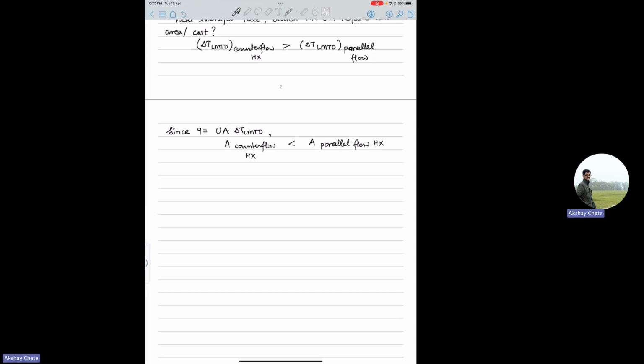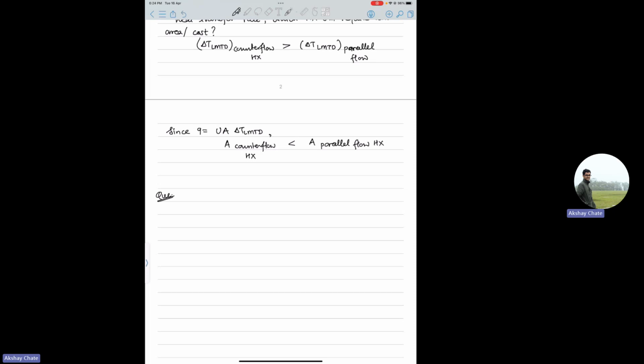So that's how you should explain, because in many interviews they ask this question, and in some exams also. Maybe I'll take one question here. They typically ask this. It's a very simple, straightforward question, but you should know what delta T, LMTD, and all those things are.